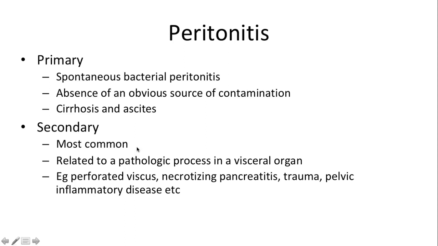And secondary peritonitis relates to a pathologic process in a visceral organ. This can be secondary to a perforated viscus, such as perforated peptic ulcer, for example, perforated diverticulum, necrotizing pancreatitis, trauma, pelvic inflammatory disease, etc. So it's often secondary to something else.